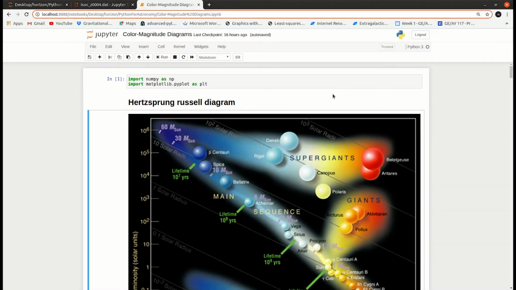Hi, so this is the fourth part of the series on Python for astronomy. In this part, we will be working on the color magnitude diagram, which is an essential tool for an astronomer.